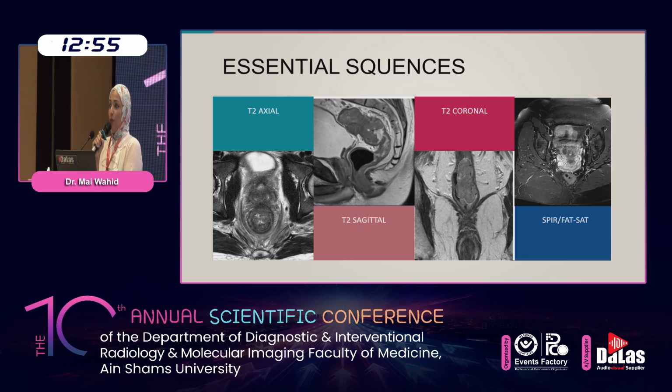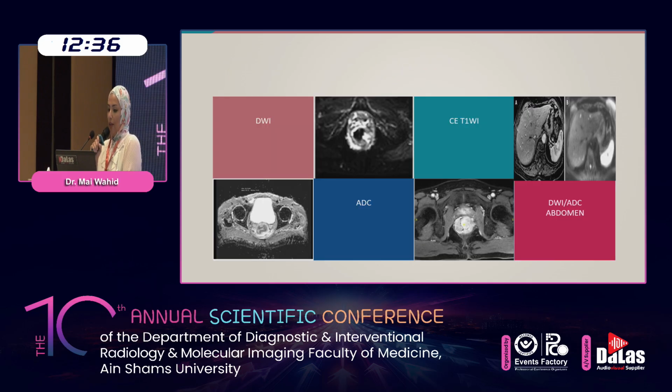What are the essential sequences? We have the T2 axial for the radial assessment of the tumor. We're going to see that later. The T2 sagittal and T2 coronal sequences are for the longitudinal assessment and the levator ani muscle affection. We have the SPAIR fat-sat sequence for the tumor component and also for extramural vascular invasion. And the diffusion ADC sequences, which are very, very important in the restaging case scenario. We'll talk about that later as well. And for the lymph nodes, and the contrast-enhanced T1 weighted imaging for the extramural vascular invasion. And lastly, we have the diffusion ADC abdominal sequence for the liver deposits and peritoneal deposits.